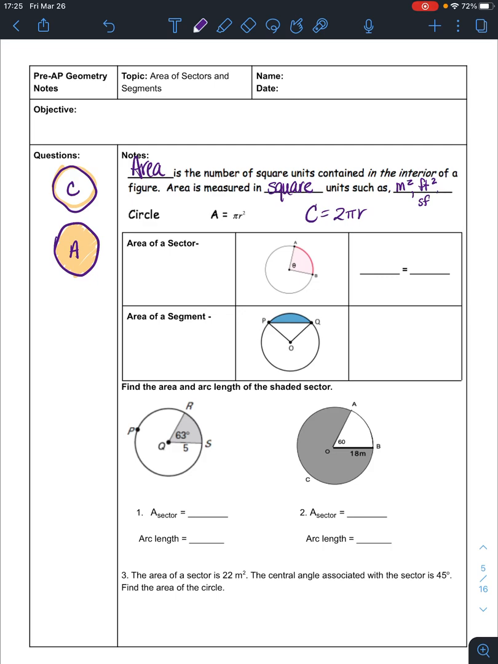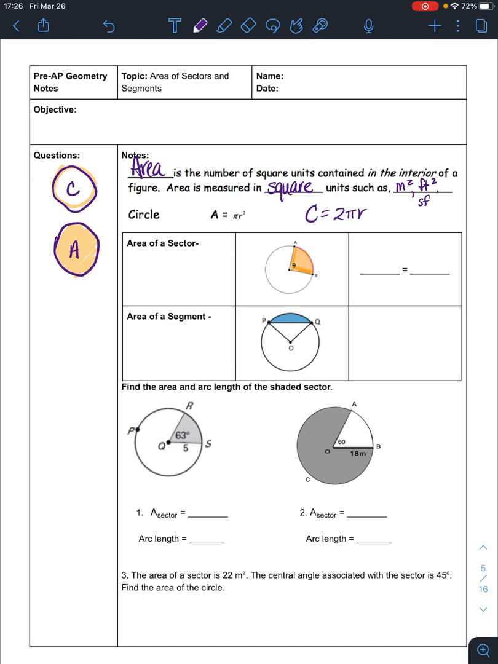Okay, so the area of a sector, just like we did with arc length, we're going to do the same thing with the area of a sector. So a sector is this little piece, right? This little piece of the circle that is enclosed between the radii of a circle and the intercepted arc. So that is your sector.